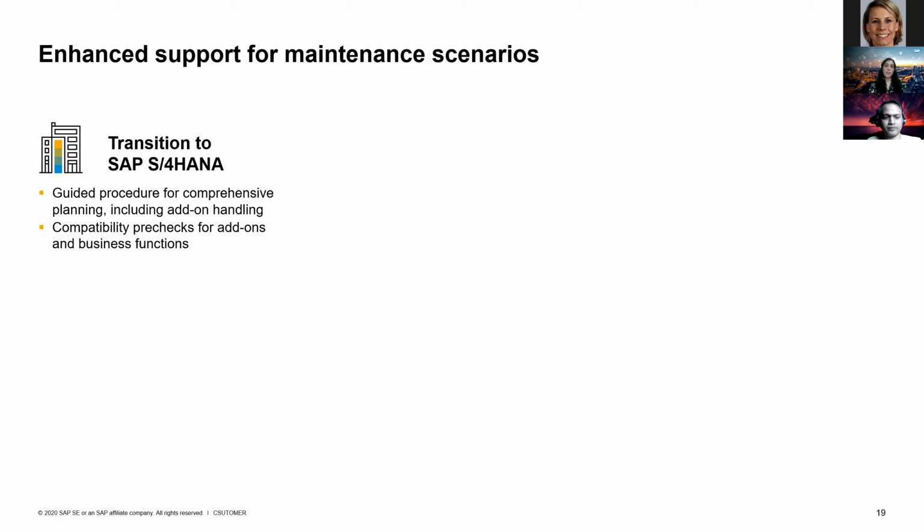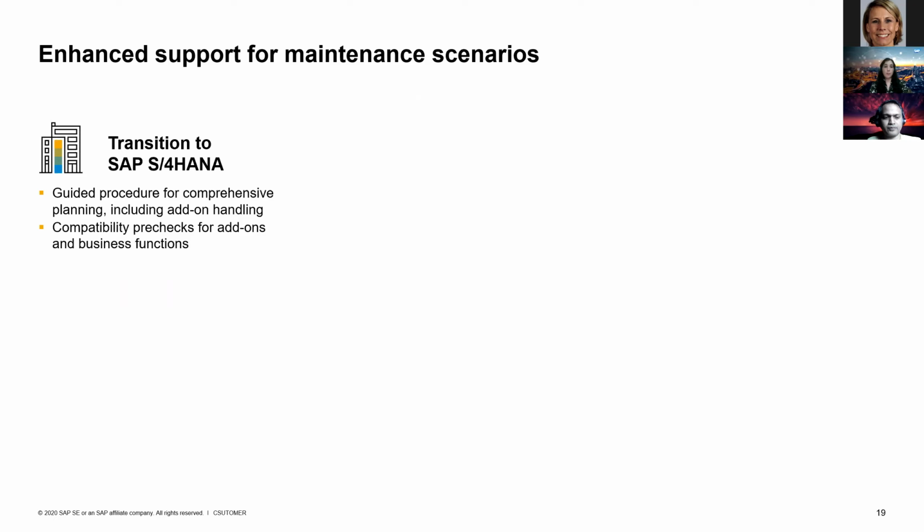So transition to S/4HANA, this is one of the critical topics for our customers, and Maintenance Planner has been supporting this. And we have a comprehensive functionality. We support installation, conversion, upgrades, all kinds of paths are supported. Maintenance Planner is basically your first point to start with the conversion process.